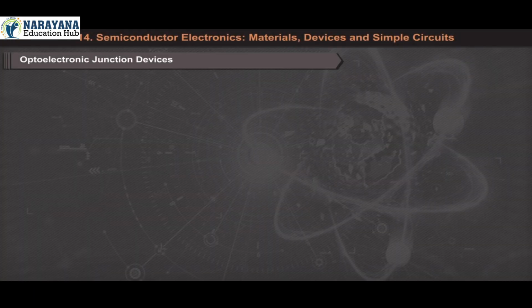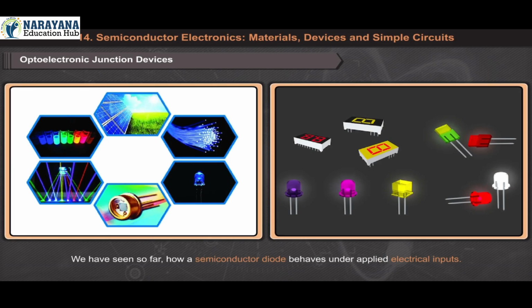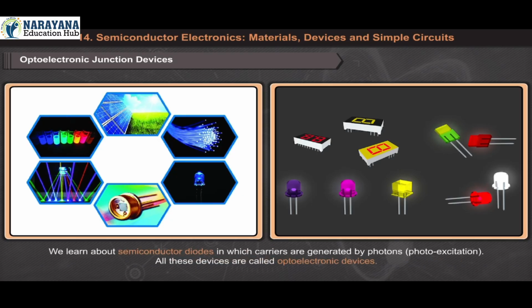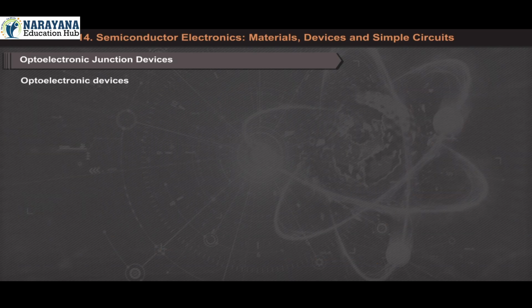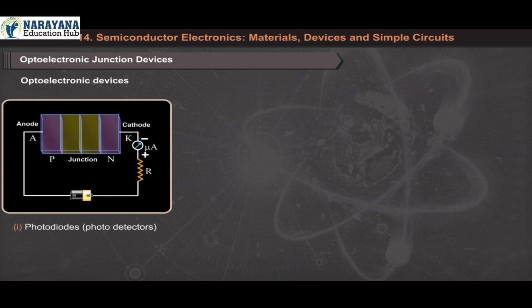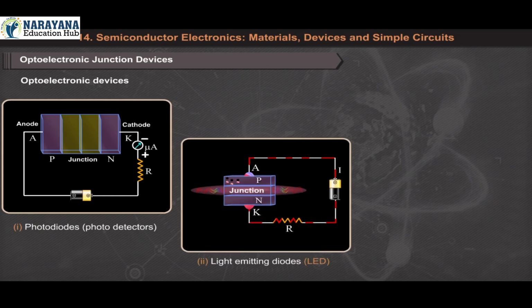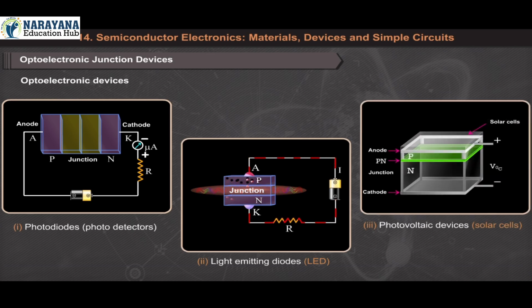Optoelectronic junction devices. We have seen so far how a semiconductor diode behaves under applied electrical inputs. We now learn about semiconductor diodes in which carriers are generated by photons, that is, photoexcitation. All these devices are called optoelectronic devices. Number 1, photodiodes, that is, photodetectors. Number 2, light emitting diodes, that is, LED. Number 3, photovoltaic devices, that is, solar cells.